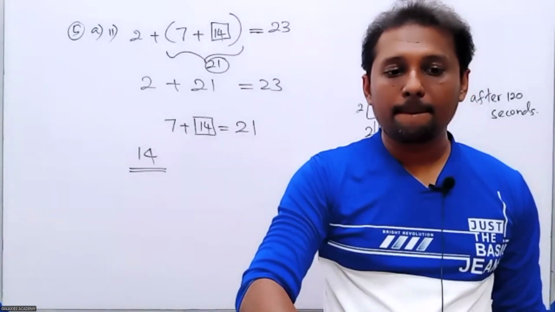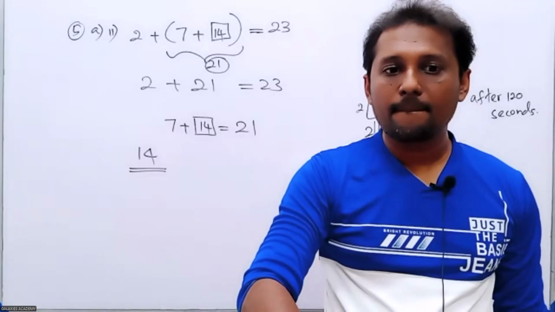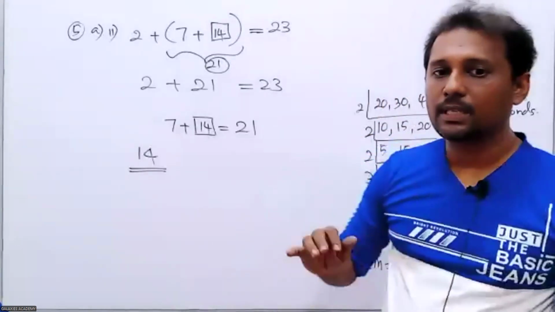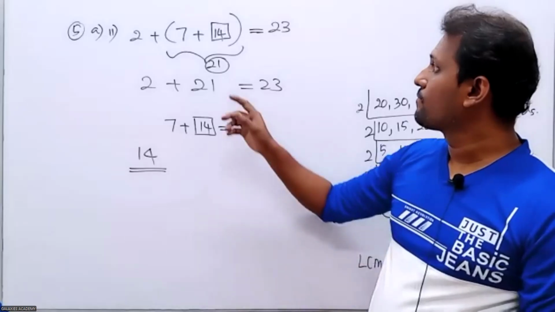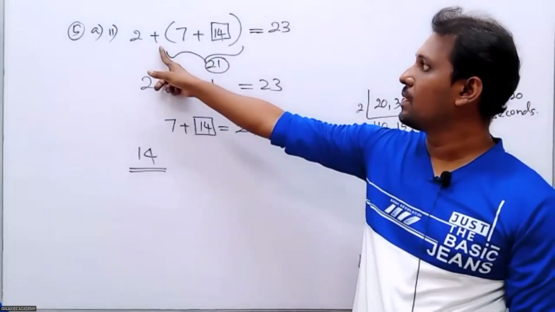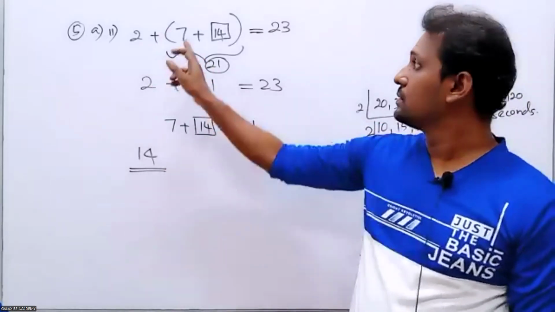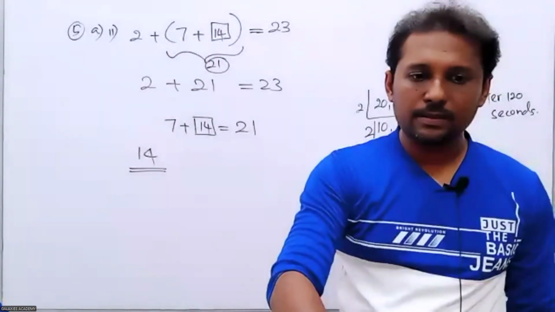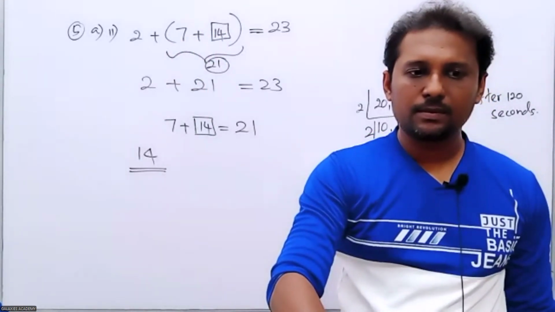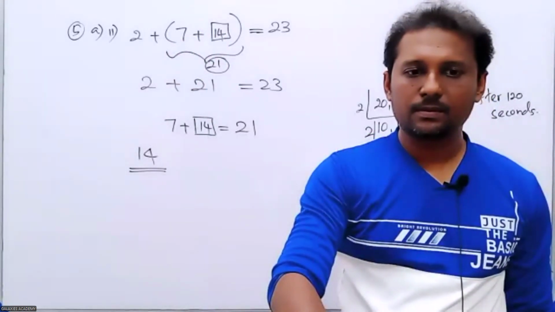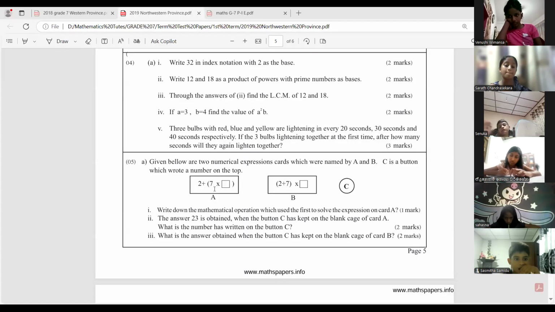There is a multiplication inside, the 7 after the 2 plus. Sorry, wait. Sorry, it is not addition, no? It should be multiply.